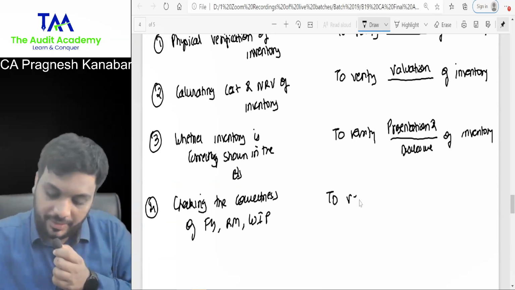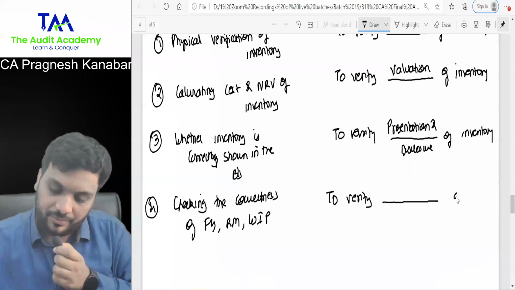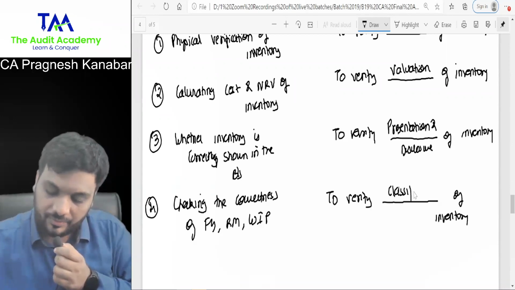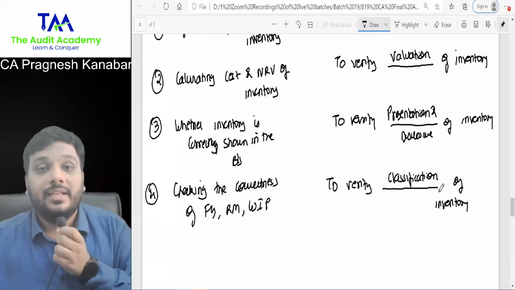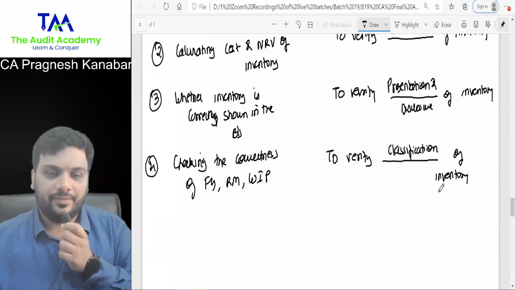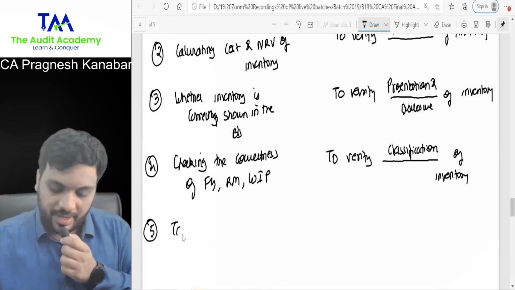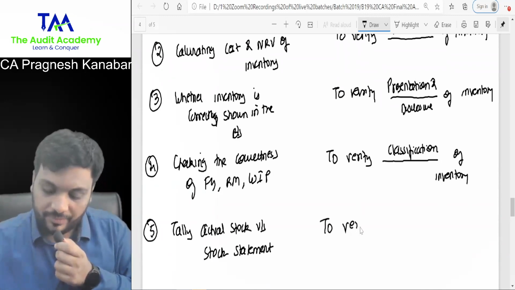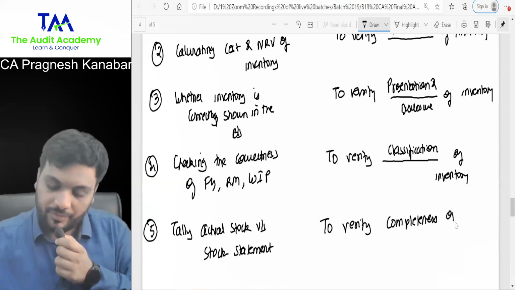Then I am trying to verify the classification of inventory, correct? Tell me, when I am trying to tally the actual stock versus the stock statement to verify that nothing is omitted, I am trying to verify the completeness of inventory.